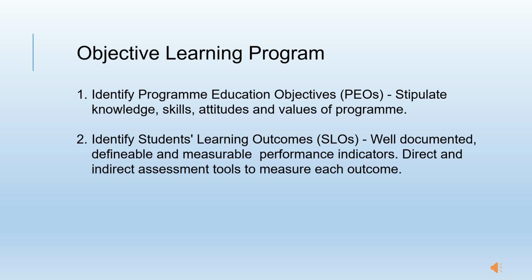In objective-based learning, there are program education outcomes, PEOs, and subject learning outcomes, SLOs. SLOs are derived from PEOs. PEOs will stipulate knowledge, skills, attitudes, and values of the program, while SLOs stipulate well-documented, definable, and measurable performance indicators. Direct and indirect assessment tools are used to measure each outcome.